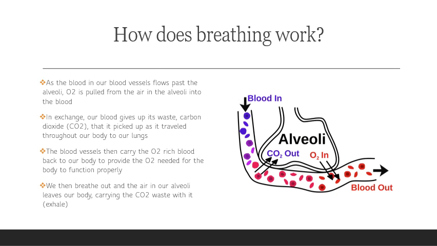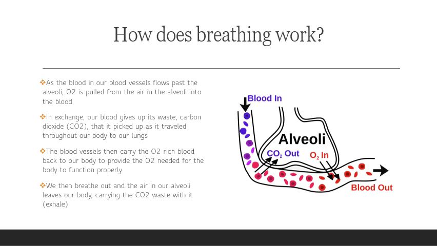As the blood in our blood vessels flows past the alveoli, oxygen is pulled from the air in the alveoli into the blood. In exchange, our blood gives up its waste, carbon dioxide or CO2, that it picked up as it traveled throughout our body to our lungs. The blood vessels then carry the O2 rich blood back to our body to provide the O2 needed for the body to function properly. We then breathe out the air in our alveoli. As it leaves our body, it carries the CO2 waste with it.